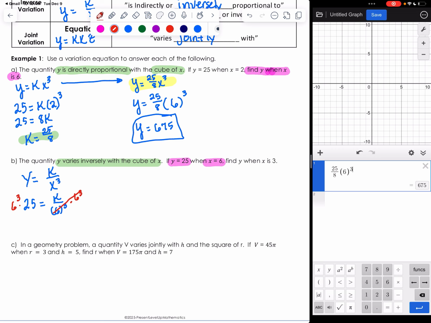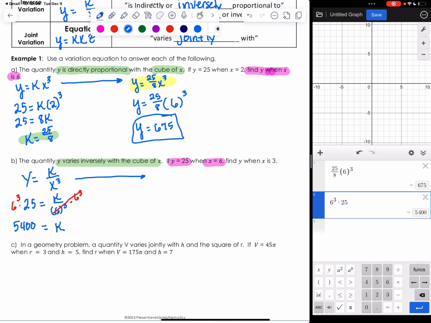So this would cancel with this, leaving me k on this side. And over here, 6 cubed times 25 gives me 5,400. Now that I know the value of k, I'm going to use it to write a new formula. So instead of y equals k over x cubed, I'm going to write y equals 5,400 over x cubed. And that's the formula I'm going to use to answer the final question.